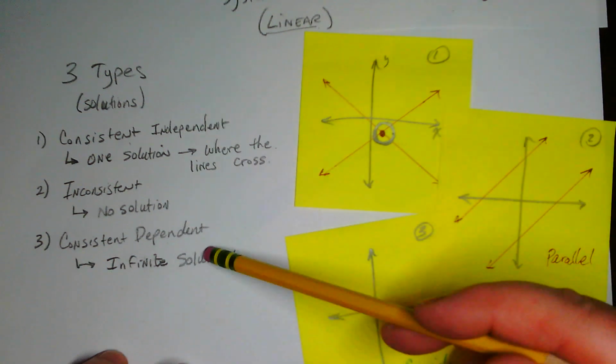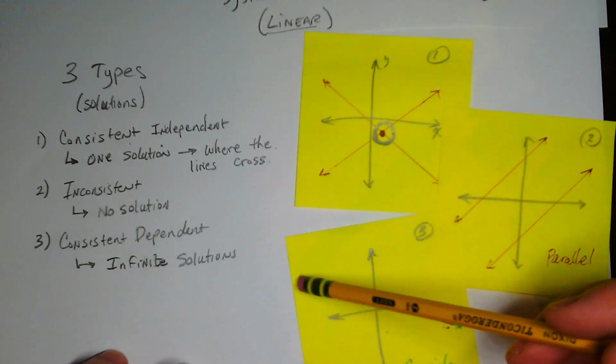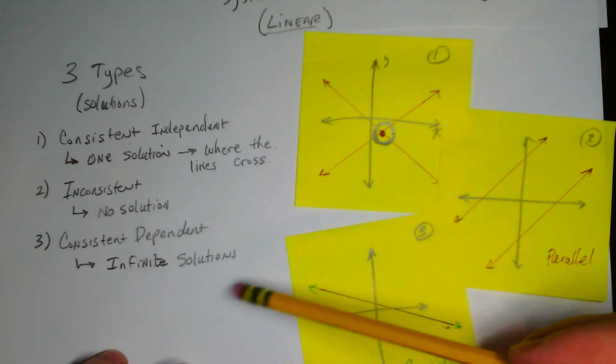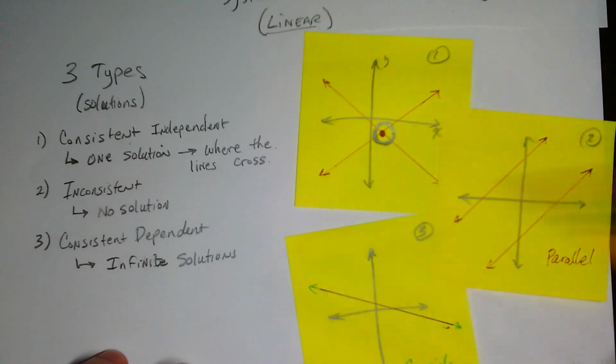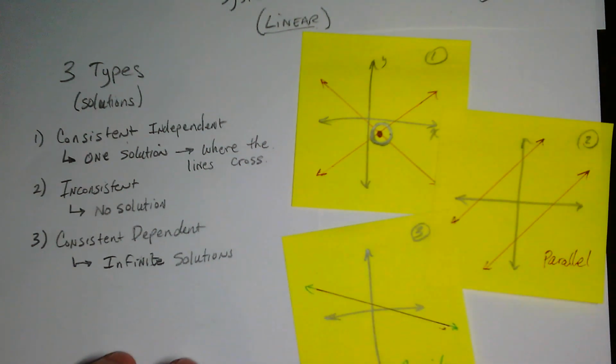Now you have consistent dependent. Dependent would refer to two lines that coincide, so they're exactly the same line. They have infinitely many solutions. Whatever's the solution for one is going to be the solution for the other, right? So sometimes you run into these things. Now, we'll talk about how they come up algebraically in a later video.